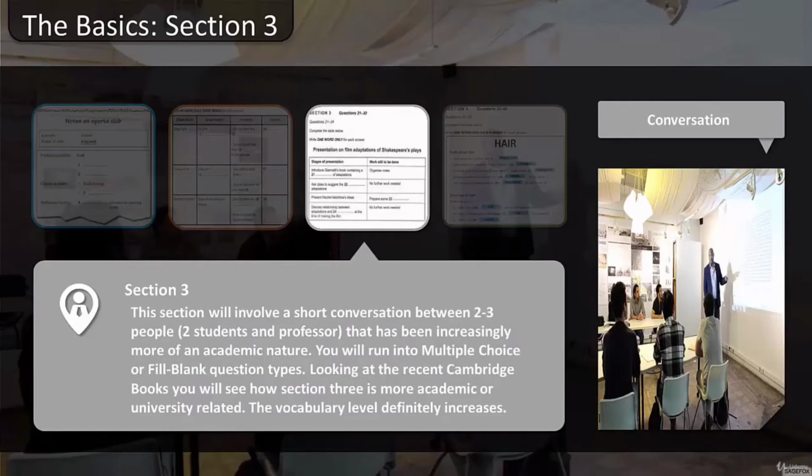Again, you're going to have multiple choice and fill the blank questions. Section 3, more difficult than section 2. How do they make it more difficult? Well, they're going to have longer answer choices.